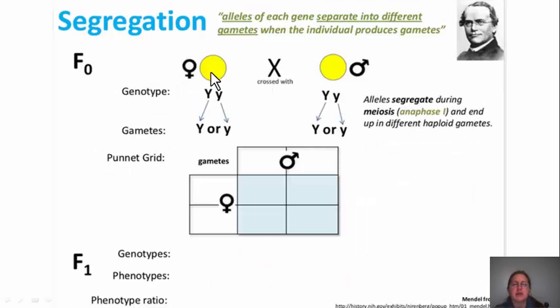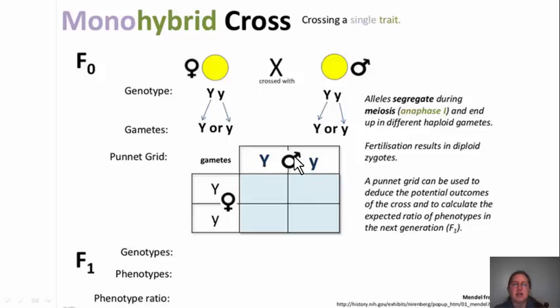Well, let's explore this idea of segregation a little bit further. All right, so here we have our yellow pea plant again. This time one is indicated as a female and one as a male. And their genotypes, as we've already talked about, are heterozygous. So if the alleles segregate or separate into different haploid gametes, then we would put them here on our Punnett square. So we have our male, big Y, going here in the first spot, and our little y of our heterozygous combination here, and then our female going off to the side.